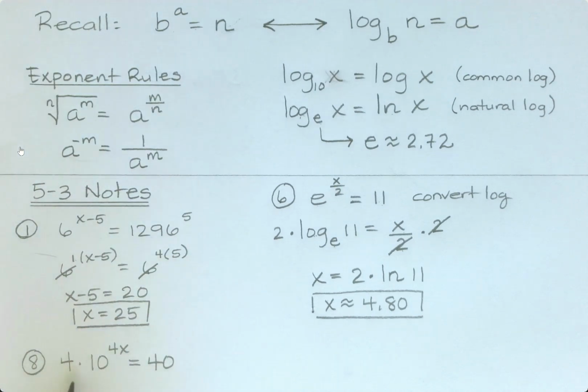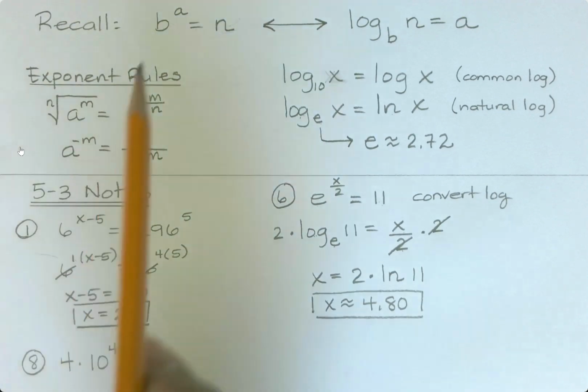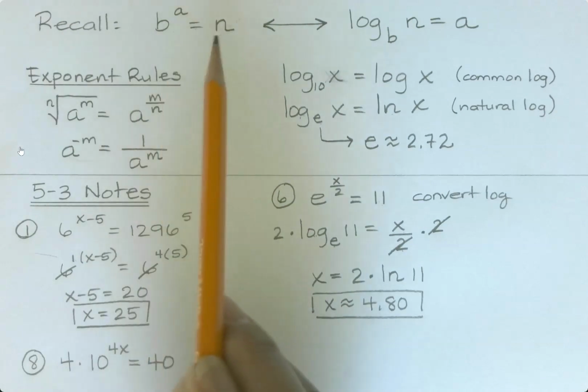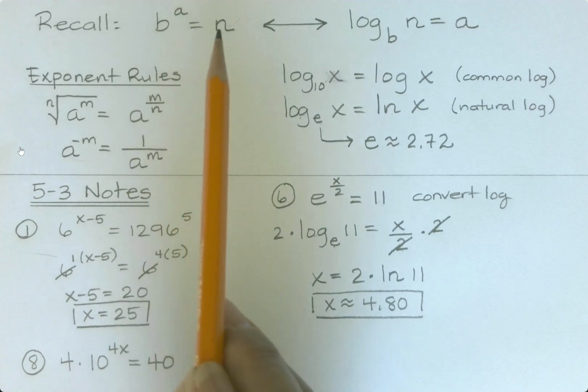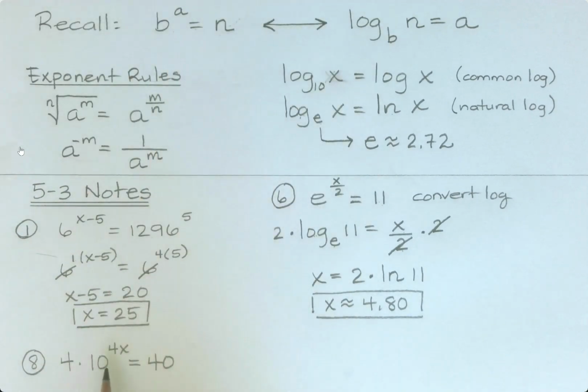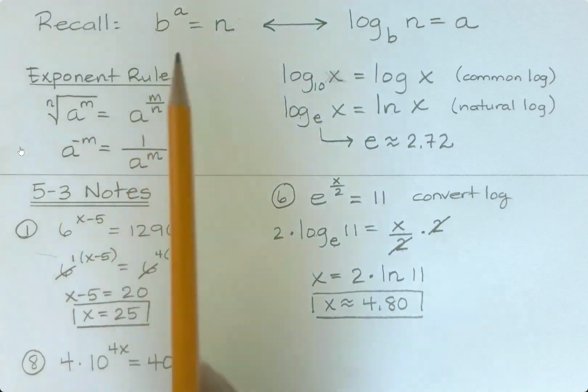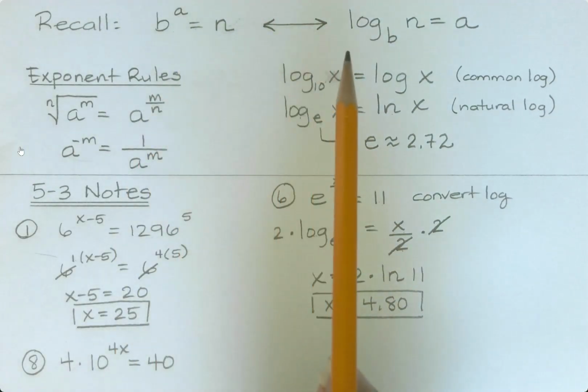Okay, so number 8, 4 times 10 to the 4x power equals 40. Now, I want you guys to notice that this is an exponential function, okay? But it is not written in its most basic format, which is up here. Basic format is a base to an exponent equals a number. Here we have a base, we have an exponent equals a number, but this number right here is a problem. We should always have our function that we're trying to solve written in its most basic format, whether it be this one or this one.